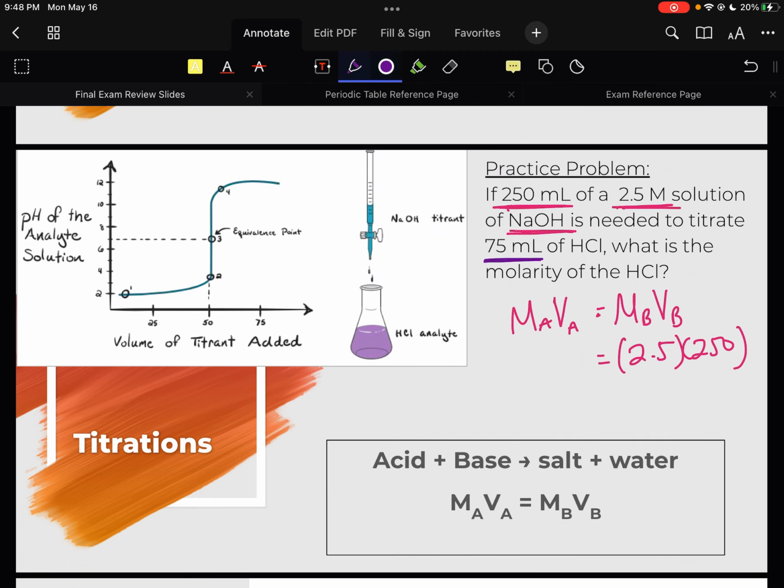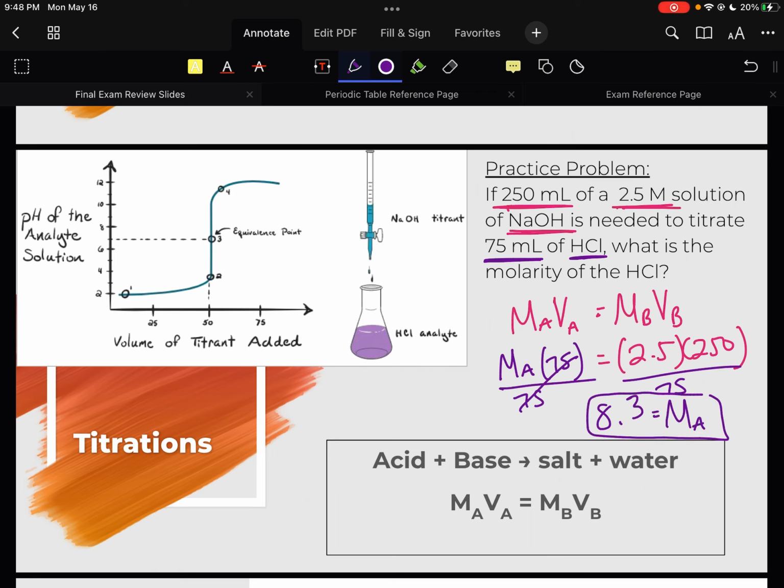Okay, now it's talking about an acid. So it says I have 75 milliliters of HCl, but it doesn't know the molarity. So 75, and I can leave my molarity as the variable, unknown. So then when I solve, I can divide by 75. Those are going to cancel. So in my calculator, I can type out 2.5 times 250 divided by 75, and I got 8.3. So that is the molarity of the acid.